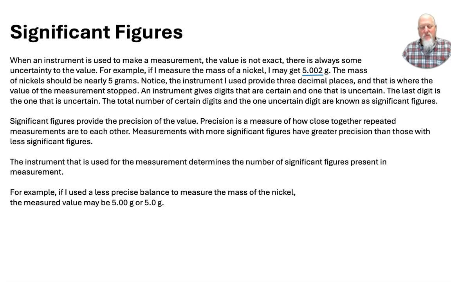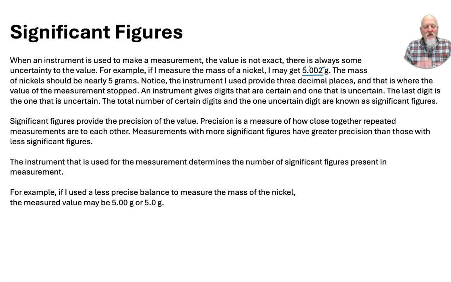Okay? So the balance I have in my lab can measure to three decimals. The 5, the 0, and the 0 are considered exact, meaning that if I made the measurement multiple times, I would get 5.00 something. Could be a 2, could be a 3, could be a 1, whatever. So what we're going to recognize is that when we make measurements, the last number in our measurement is where there's some error.